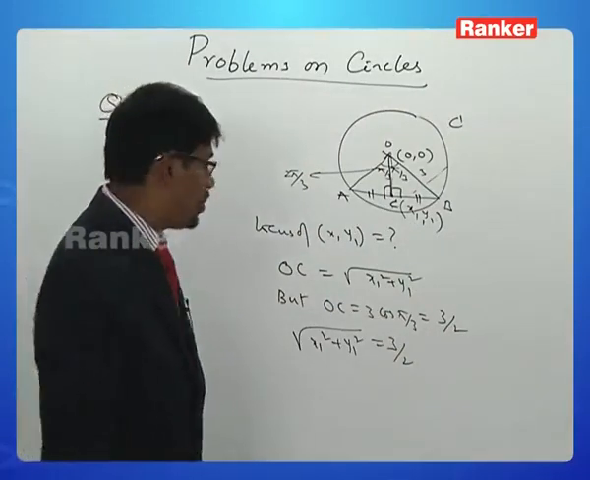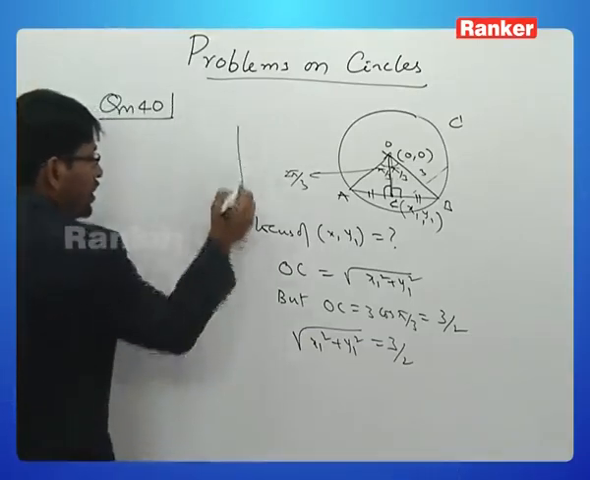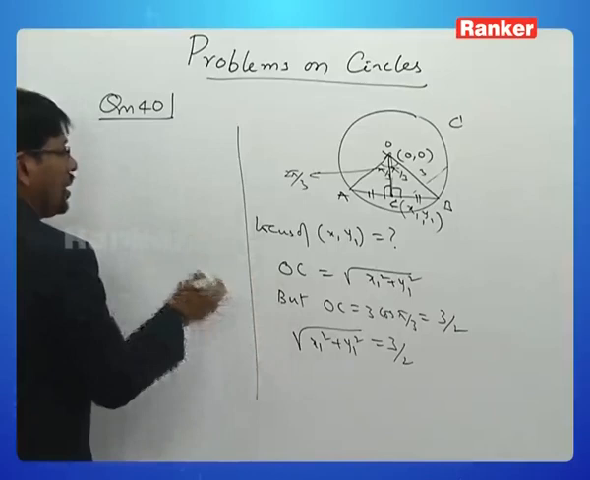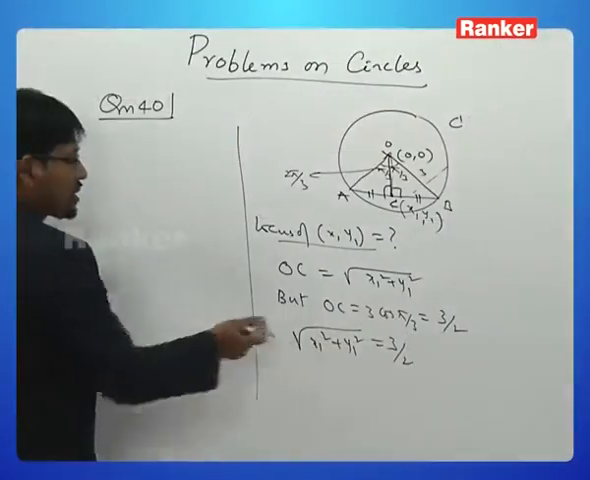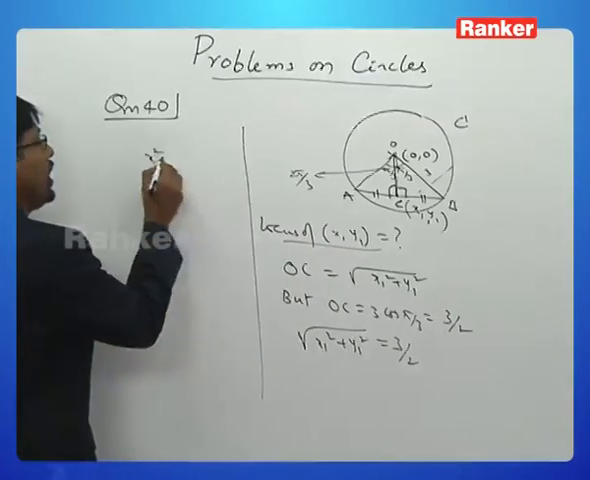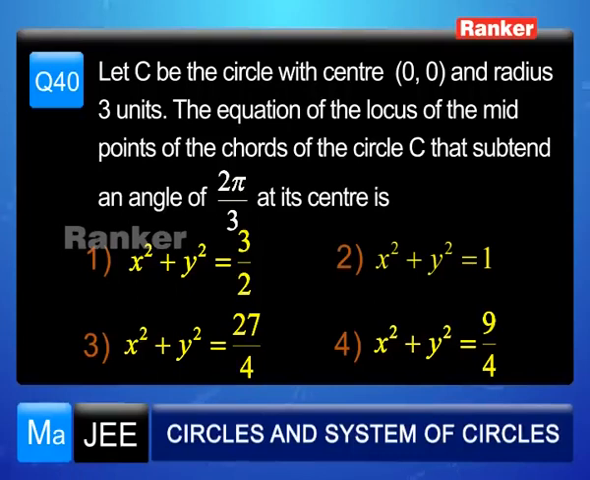So what do we need to do? We need to frame an equation in x1 and y1 because we wanted the locus. So we'll just square it. What do we have? x square plus y square is equal to 9 by 4. So clearly the right option is answer 4. Option 4.